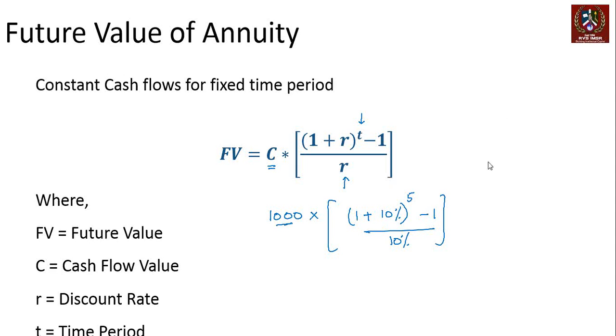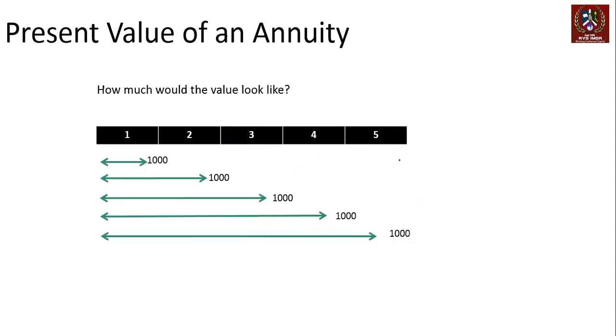That's the formula. Okay. Now, let's go ahead and also introduce the present value of an annuity. Let's say you are going to get this cash flow for the next 5 years, and there is another certificate that is available.